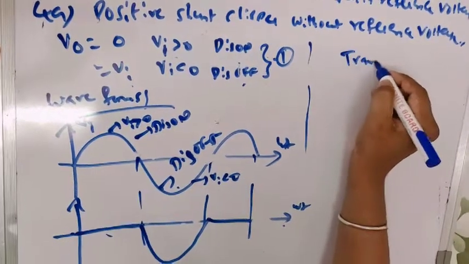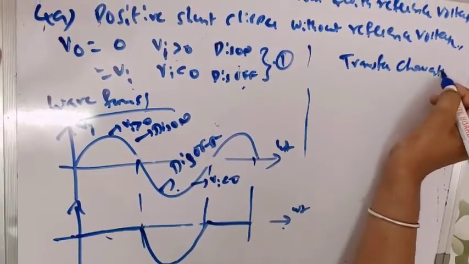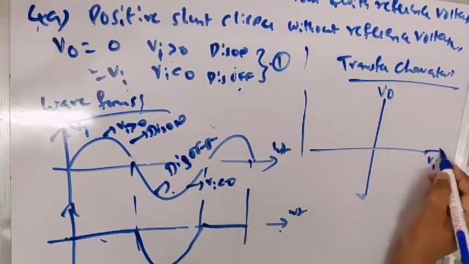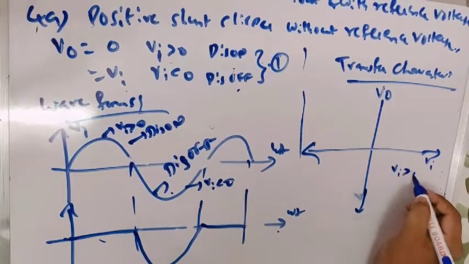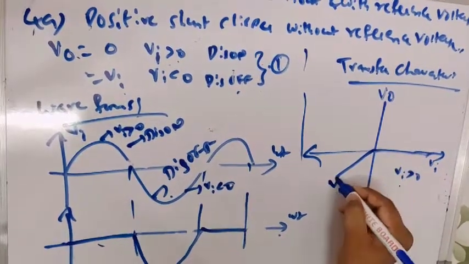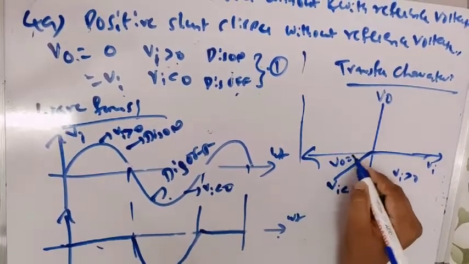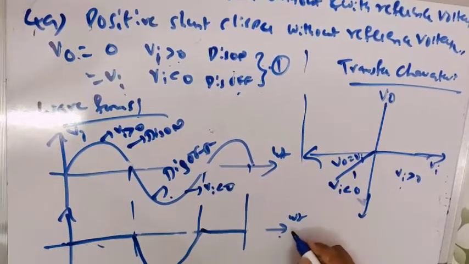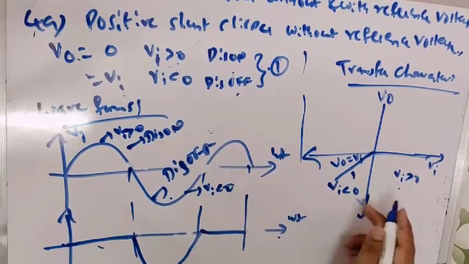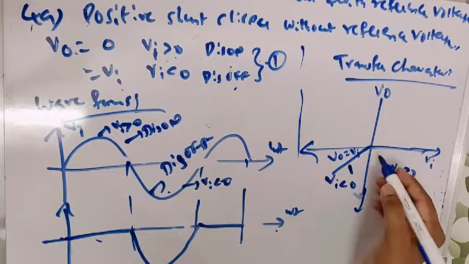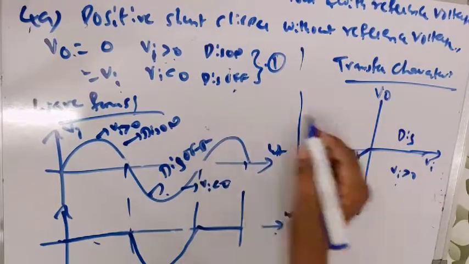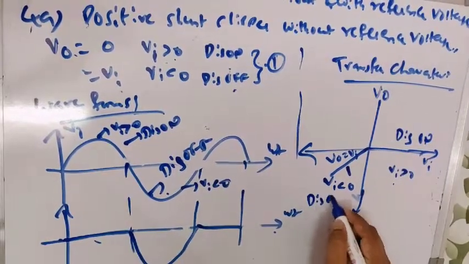Now we'll see the transfer characteristics. The transfer characteristics is the curve drawn between the output and the input voltage. For Vi greater than 0, as we discussed, the output will be equal to 0. For Vi less than 0, the output follows the input, so V0 is considered as Vi. The slope is equal to 1, so the output follows the input here. Now, Vi greater than 0 means the diode is on, and here the diode is off.